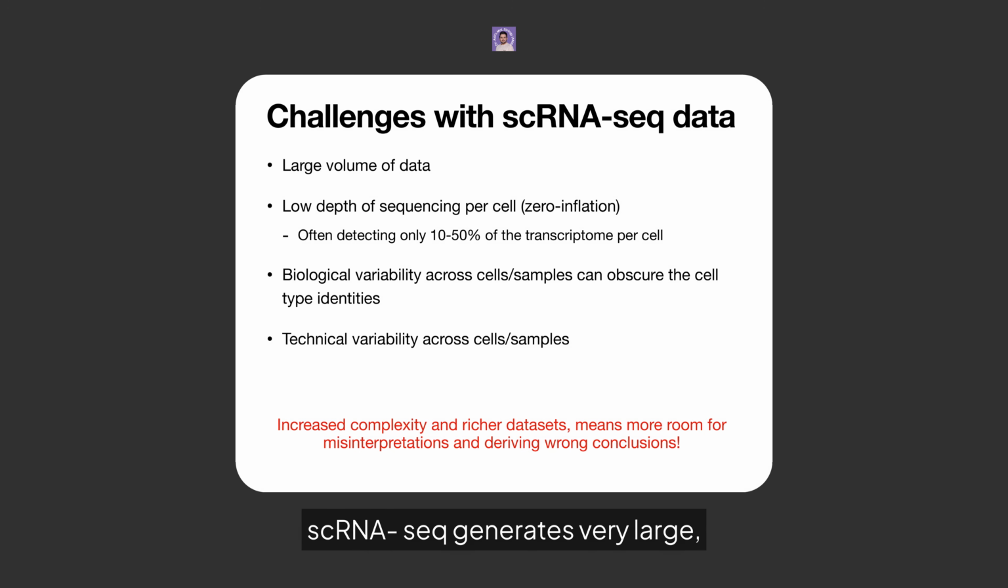Single-cell RNA seq generates very large, sparse datasets with many zeros because each cell is sequenced at low depth. Biological variability and technical noise can obscure true cell identities. This complexity increases the risk of misinterpretation, so careful analysis and validation are essential.